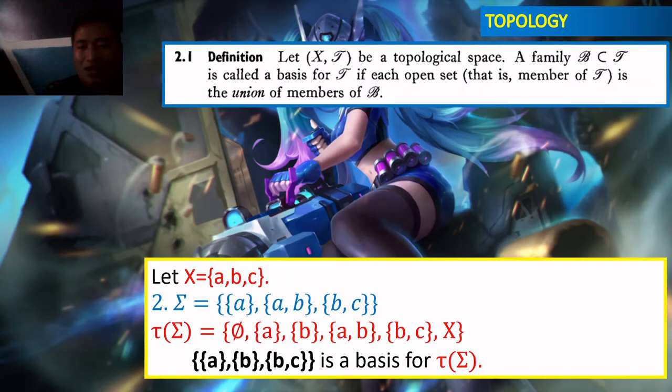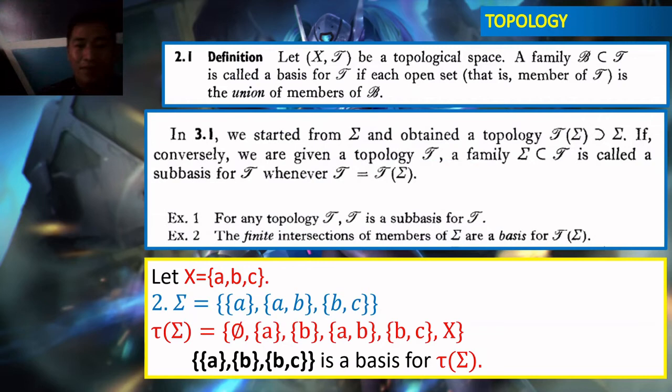Now, next definition. Let X tau be a topological space. So, a family script B subset tau is called a basis for tau if each open set that is member of tau is the union of members of script B. So, nanani ganina class ang definition to point 1. Okay. So, in 3.1, we started sigma and then obtained tau sigma. Okay. If conversely, we are given a topology, given ta class of topology na, then the family ng kaning sigma subset sa script T or tau is called a subbasis for tau if the tau is equal to tau sigma. Okay.